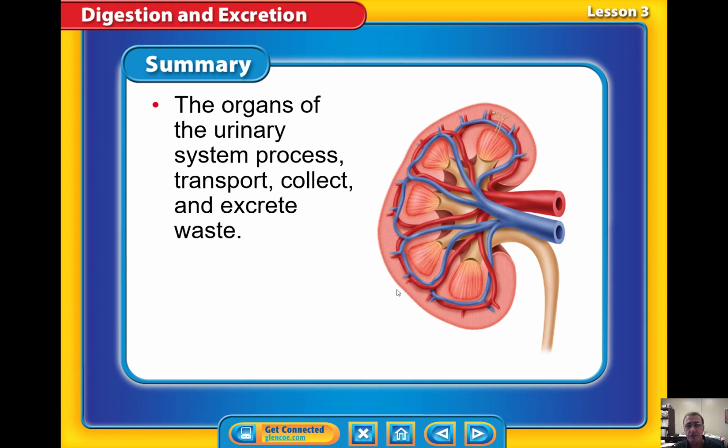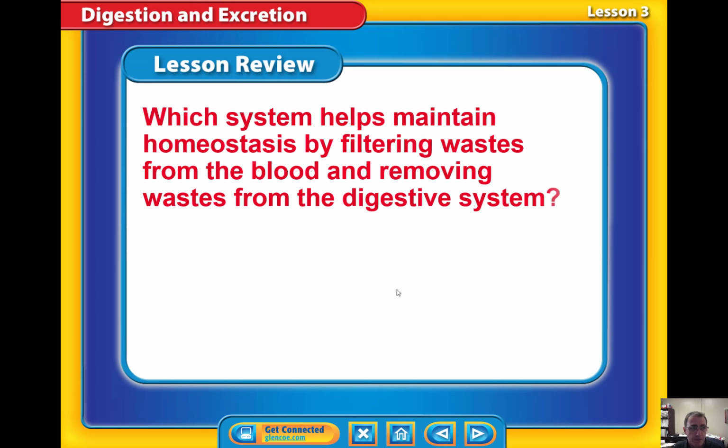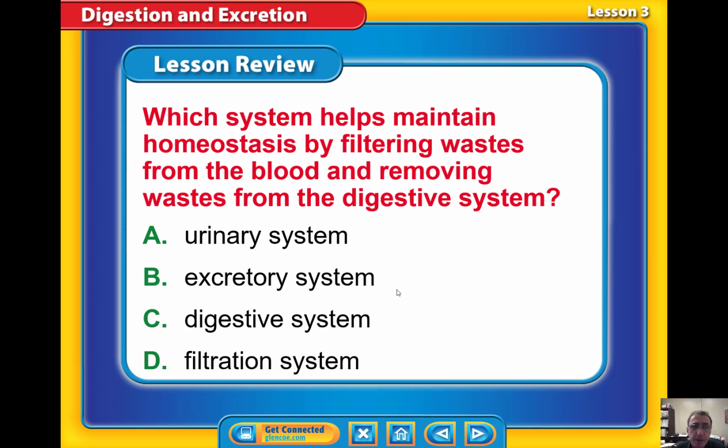The organs of the urinary tract system process, transport, collect, and excrete waste. Obviously, you're going to need to know those four terms because that's what the urinary tract system does. All right, which system helps maintain homeostasis by filtering, that's the key word, waste from the blood and removing waste from the digestive system? If you said excretory system, then you would be correct.